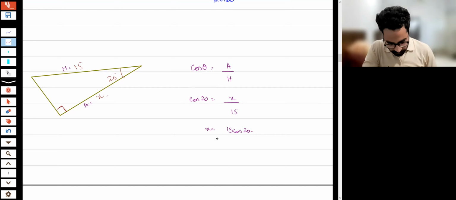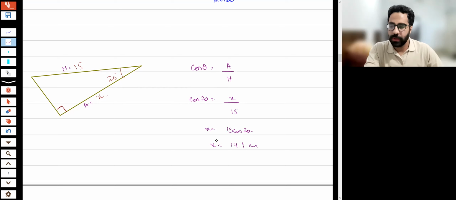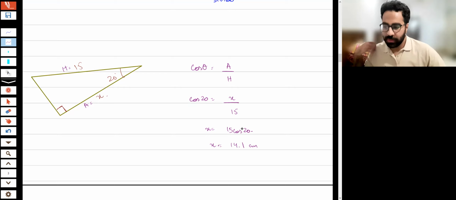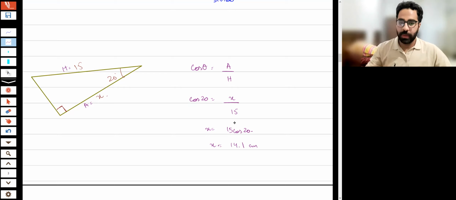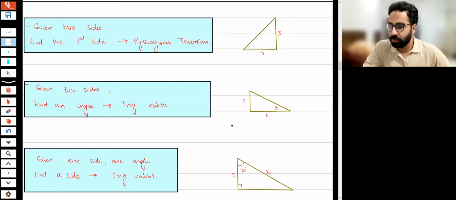So let's see what 15 cos 20 comes to. This is 14.1 centimeters. It is 14.09, which if you round off to one decimal place or three significant figures gives 14.1 centimeters. I hope it's clear now. What we are doing is using sine, cos, and tan to figure out the angle and the side. Now let's do a few more questions.